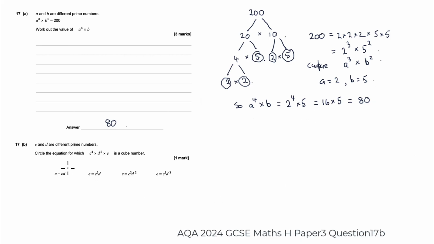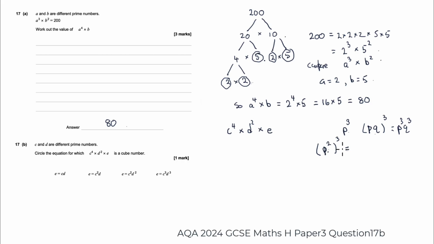Now let's move on to part B, and we're told that c and d are different prime numbers, and we have to circle the equation for which this expression, c to the power 4 times d squared times e, is a cube number. Now let's think about cube numbers. If we have a prime number to the power 3, that's a cube. Suppose we have p times q, and we cube that, then that's a cube number. That's p cubed times q cubed. Suppose we have p squared. Well, that's not a cube number.